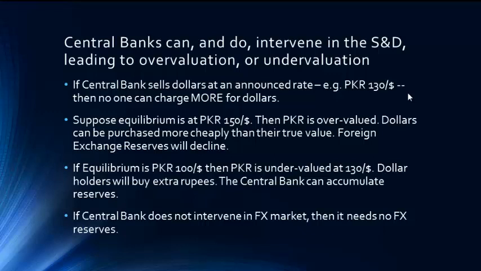If the equilibrium is 100 and the bank is holding the price at 130, then now the rupee is undervalued and people will want to buy rupees and sell dollars. So technically, when the currency is undervalued, then the central bank will be accumulating dollars and will be selling rupees.